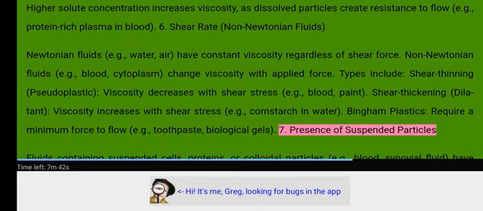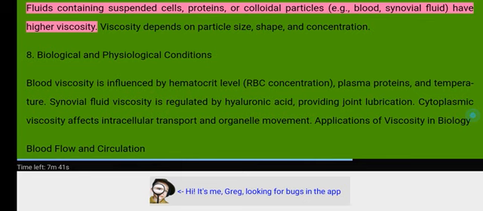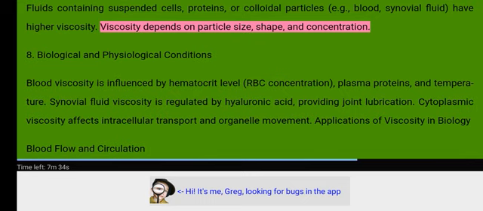7. Presence of suspended particles. Fluids containing suspended cells, proteins, or colloidal particles, e.g., blood, synovial fluid, have higher viscosity. Viscosity depends on particle size, shape, and concentration. 8.